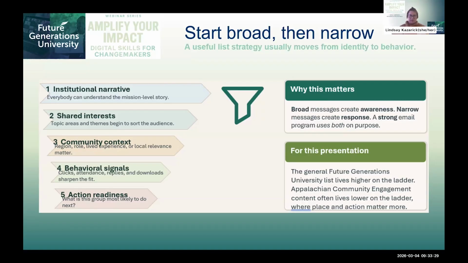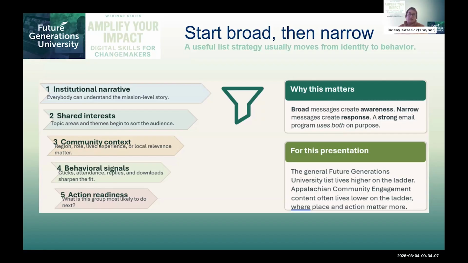And then as we come down this funnel, I want you to think that we're getting more specific. That's how we are going to funnel content to your segmented list, or your very specific set of contacts that you're going to send emails to. In my case, this is Appalachia. As we go down this list, we think more about their shared interests. Are there topics, themes, events that begin to sort the audience from that bigger audience?